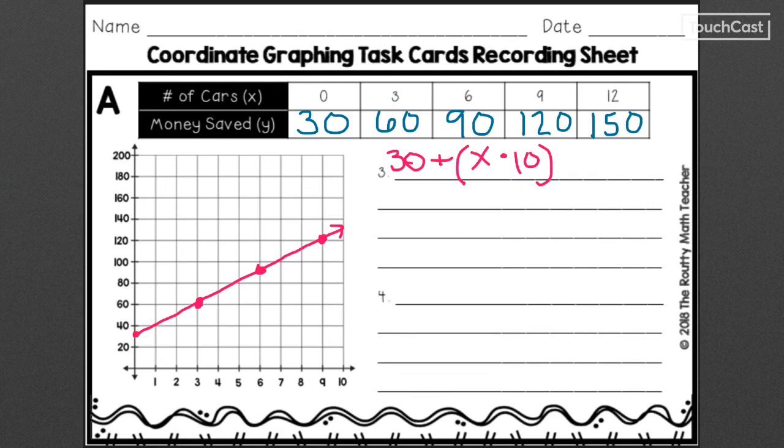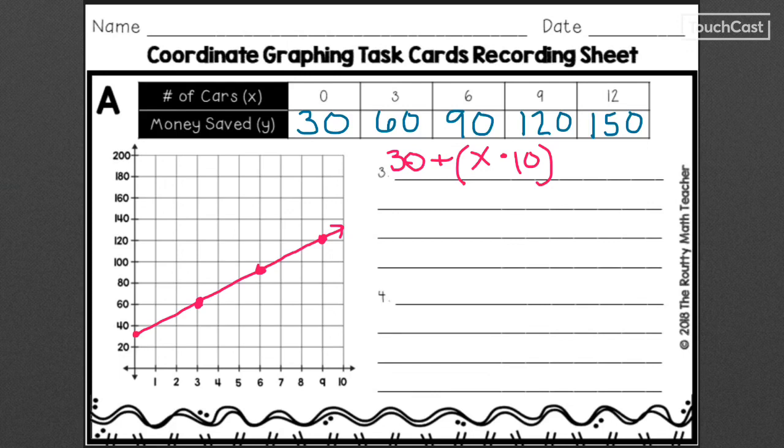So since in this problem our number of cars is represented by X, I filled in an X because we could replace the X with a 1, 2, 3, 10, 11, 700. I don't know how many cars he wants to wash, but we could replace X with any number. And then we're going to multiply it by 10. That will tell us how much money he made on the cars, but we have to remember he started with $30, which is why we add it.